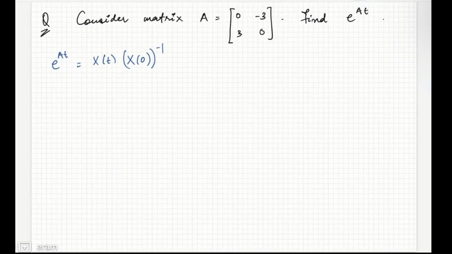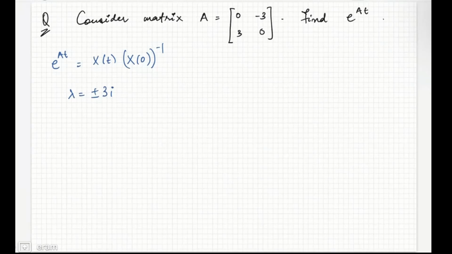First tell me, what are the eigenvalues for this matrix? Plus minus 3i. Yes. So lambdas will be imaginary. So lambda equals to plus minus 3i.